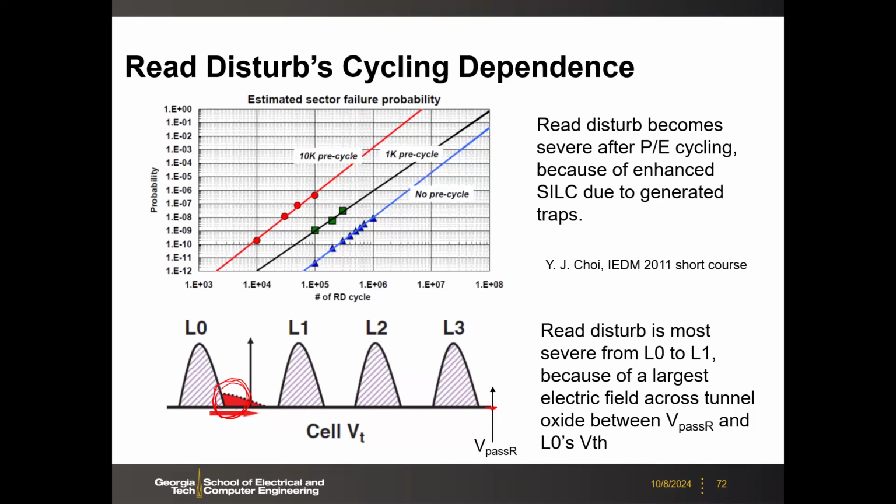So here the probability of the read error also depends on the cycling, right? With no pre-cycle, a fresh device, you have to read many cycles to get a certain probability of error. But as you do more and more cycling, here the cycling means the program erase cycling, and this is a read cycle. After you do, for example, 10K PE cycling, then even if you read 10 to the power 5 cycles, you may get a very small percentage of error.